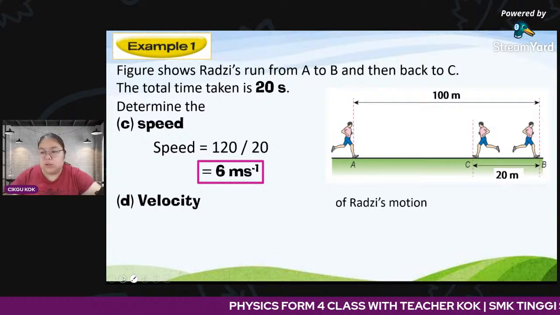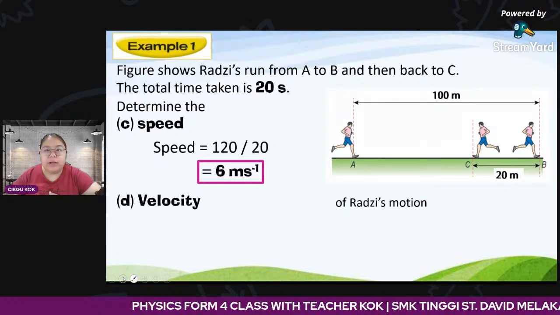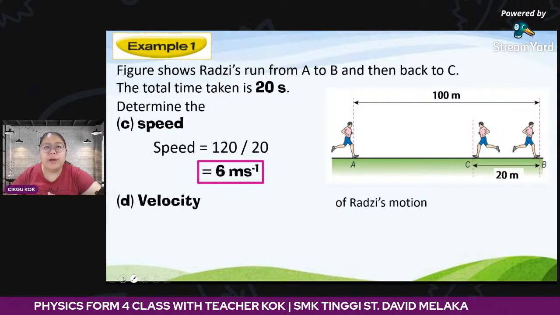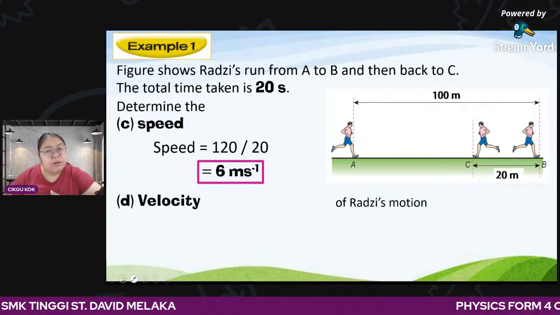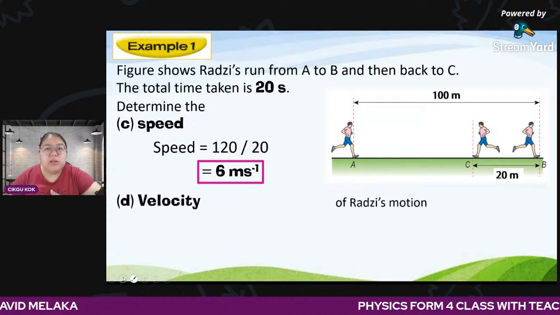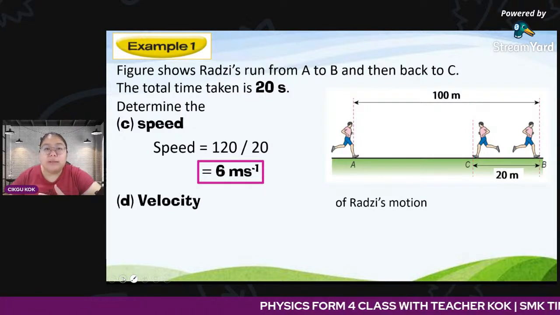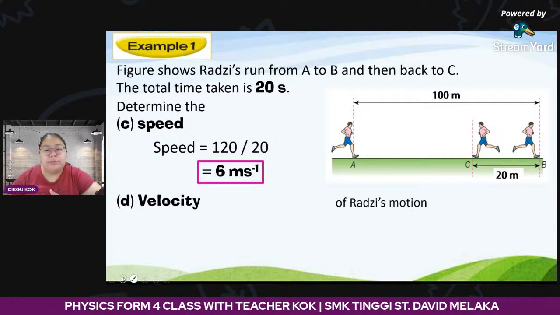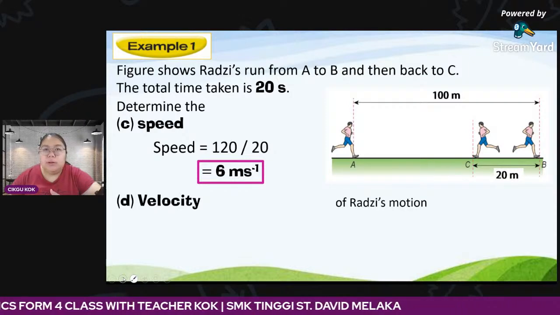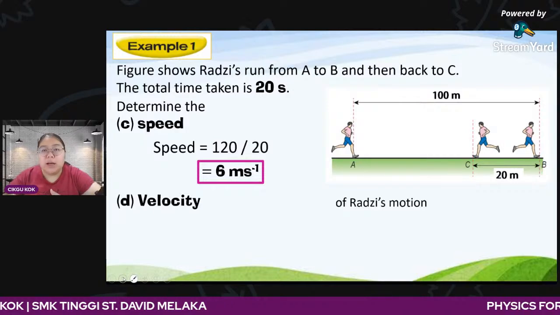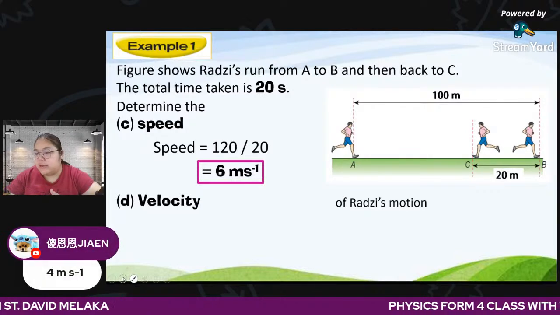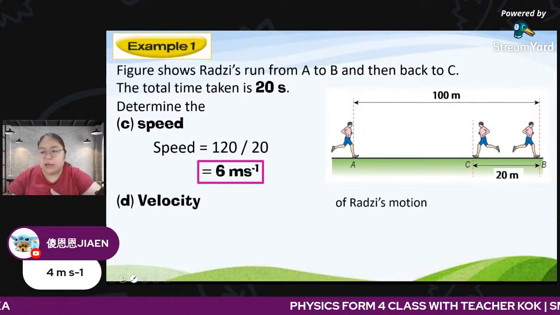velocity. So students, get ready to press the calculator to tell me what the velocity is. For velocity, that means we cannot use the 120 already. Velocity has direction. So you need to find the displacement. Take the displacement over the time taken. Okay, Jia En gave me the answer already. It is 4 m s negative 1.